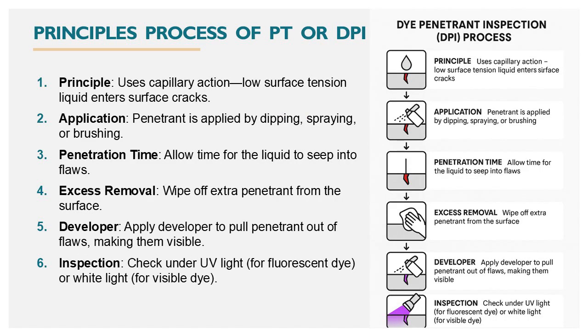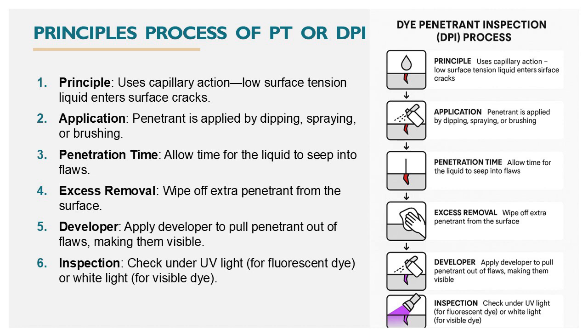Process of liquid penetrant examination or PT, or dye penetrant inspection or DPI. Process step number 1 is principle: uses capillary action, low surface tension liquid enters surface cracks. Process step number 2 is application: penetrant is applied by dipping, spraying, or brushing. Process step number 3 is penetration time: allow time for the liquid to seep into flaws.